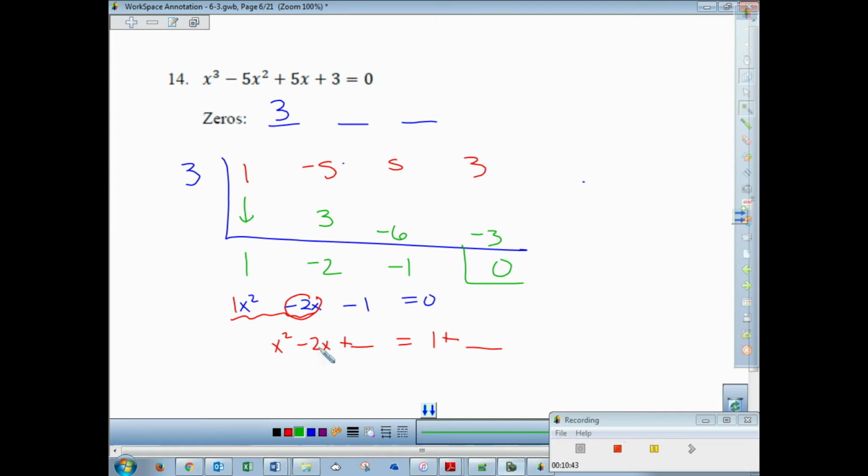How do you fill in the blank? Half your b value squared. What's half the b value squared? It's going to be negative 1 squared, which is a positive 1. 1 goes in each blank.